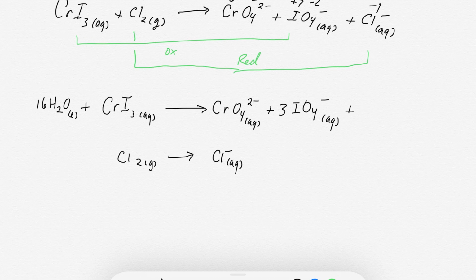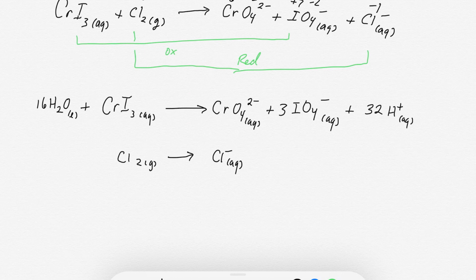To balance hydrogens, we always add H+, and I failed to mention this at the start of this question, but we are balancing this in acidic solution. All right, so notice that we'll need a grand total of 32 H+'s to actually be able to balance this reaction.